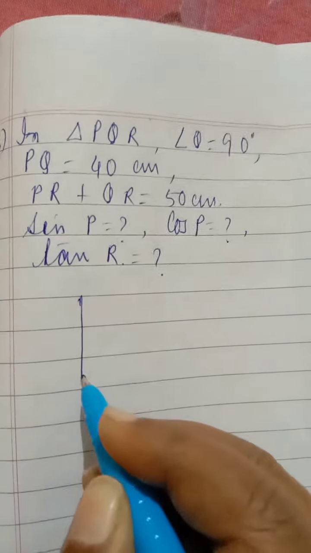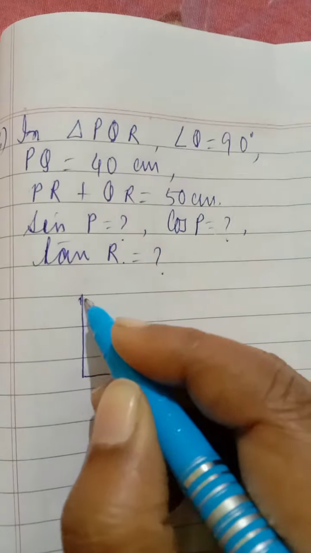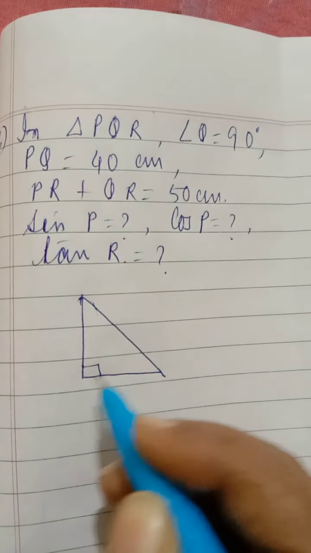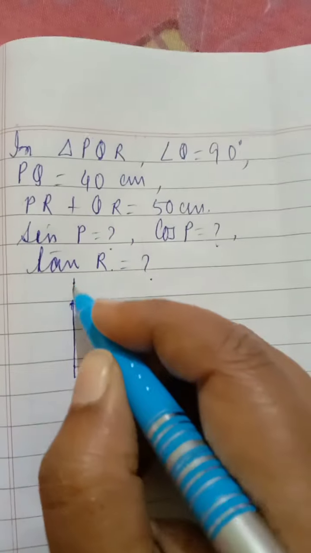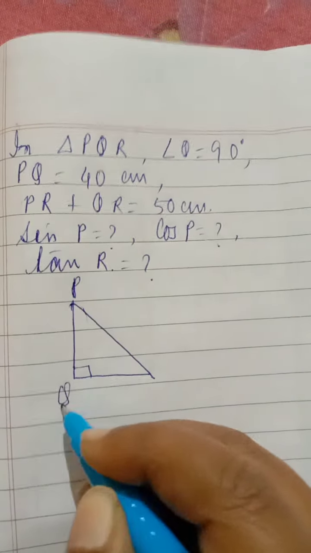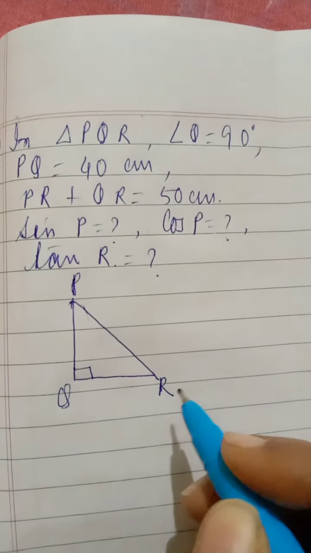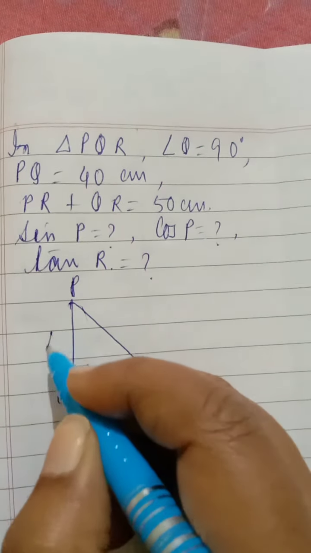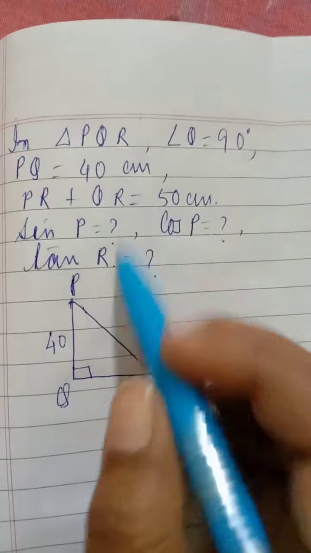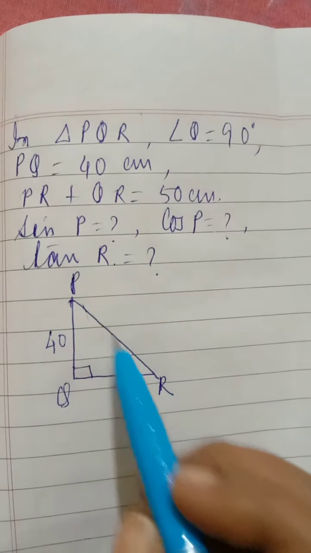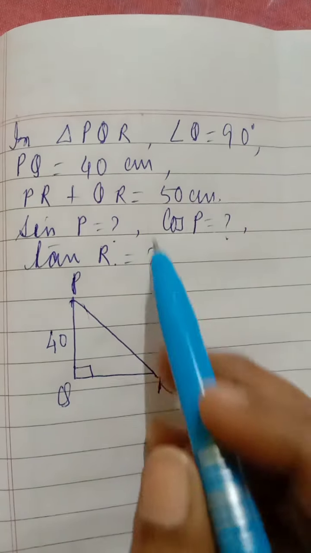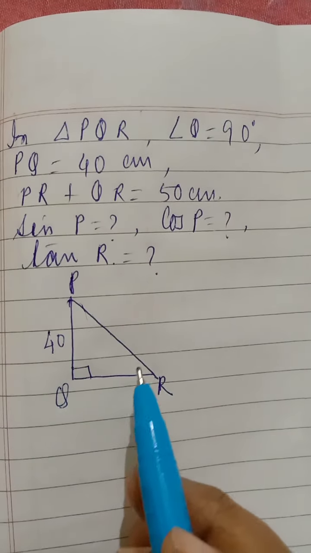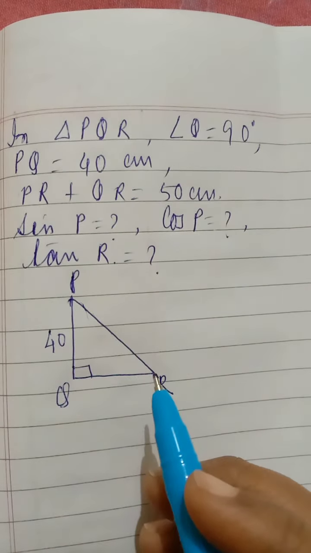So it's a right angle triangle because it's given that angle Q is 90 degrees. So this is the triangle PQR and angle Q is 90 degrees, and here PQ is given 40 centimeters and the sum of PR plus QR is given 50. So we have to take any of the values as x.